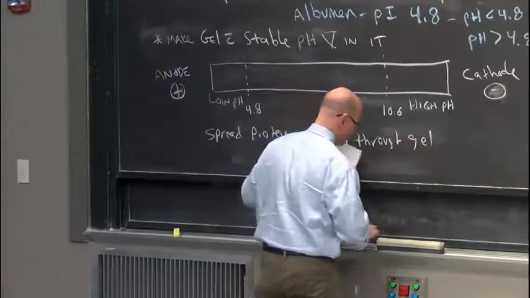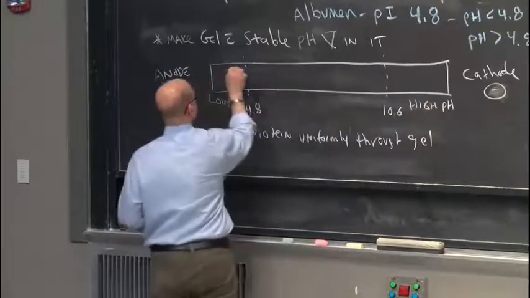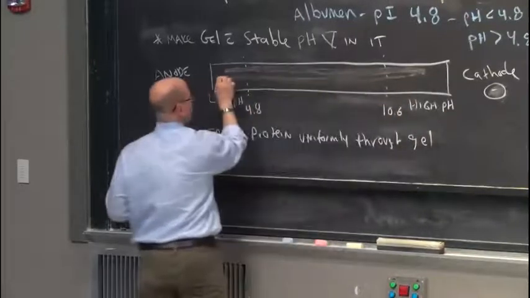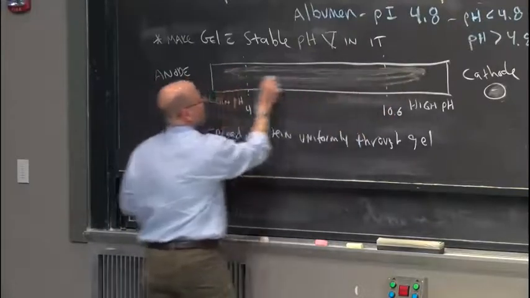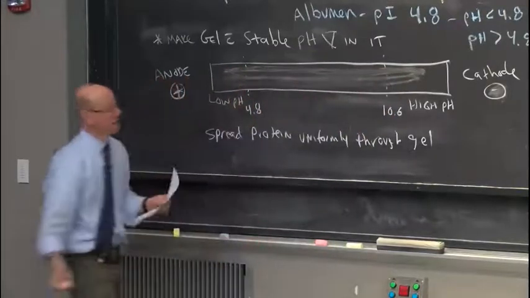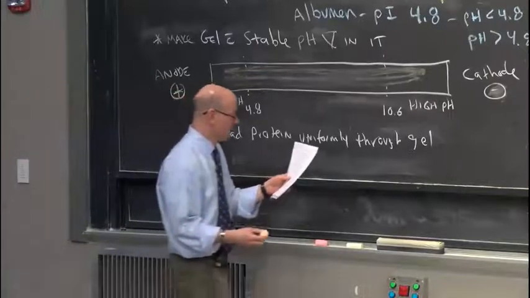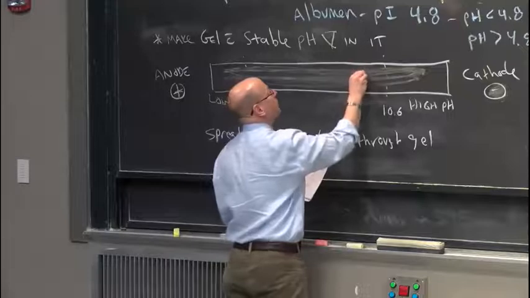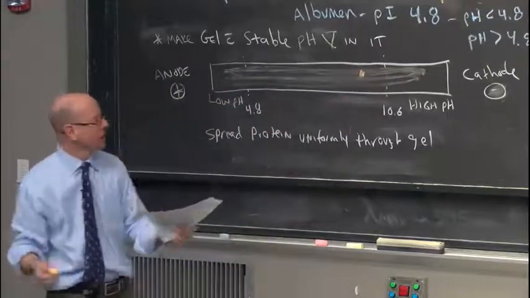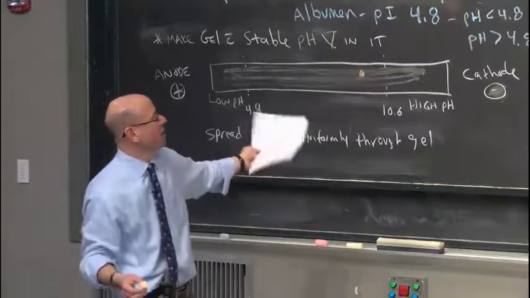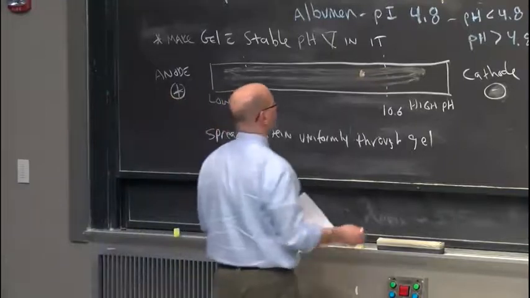Uniformly through the gel. So I'm going to take my cytochrome C, and I'm going to let it go everywhere in the gel. Okay? And I'm going to take my albumin, and I'm going to smear it everywhere through the gel. Now, what happens to the cytochrome C molecules that are sitting down here? They just happen to find themselves at a pH below 10.6. What's their net charge when they're below 10.6? Positively charged.